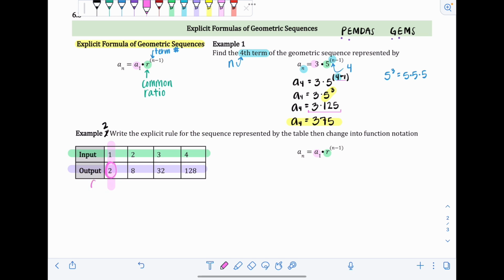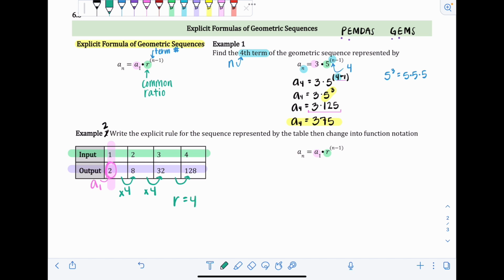And then we have to figure out what R is. R is how we get from one term number to the next. So to find R, we're only looking at the output values because those are the actual values of the term. Again, that top row is just telling you what the term number is. So for R, we're going from 2 to 8. We go from 8 to 32. We go from 32 to 128. So if you recognize that you have to multiply 2 by 4 to get to 8 and 8 by 4 to get to 32, that's going to give you your R value of 4.